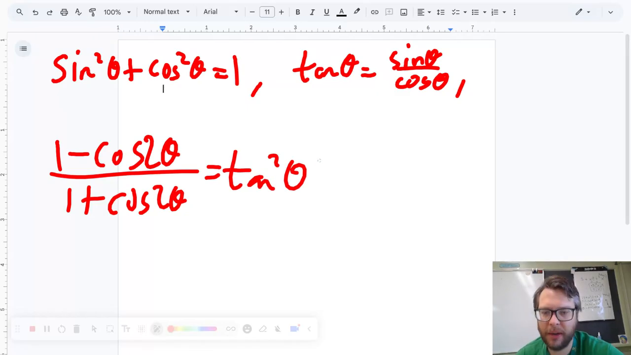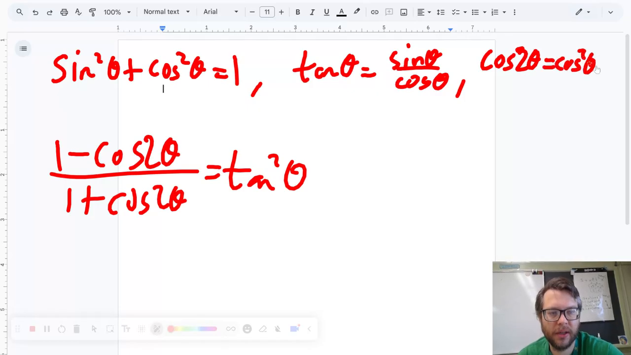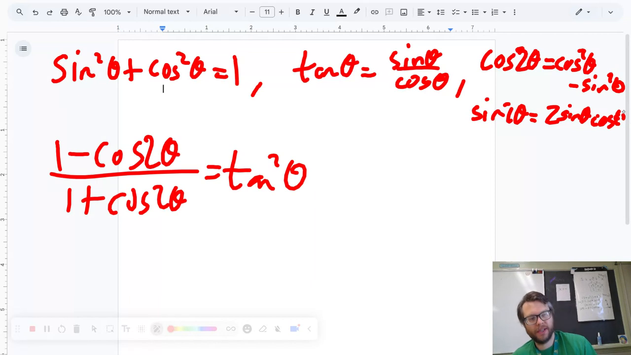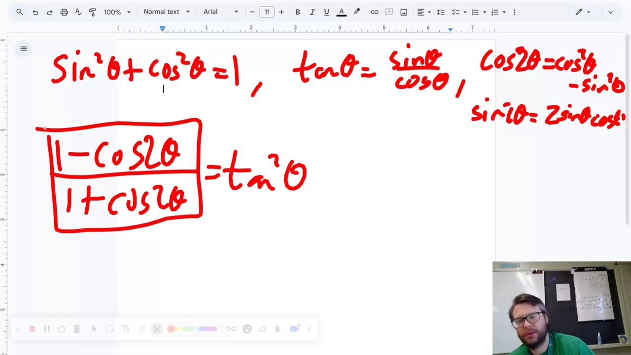Oops, I forgot to write my double angle identities. So here's a double angle identity for cosine. Cosine of 2 theta is cosine squared theta minus sine squared theta, and sine of 2 theta is 2 sine theta cosine theta. All right, so what I see here is I've got an example, and I'm just going to work with the left-hand side, and I'm just going to use my double angle formula 2 times.